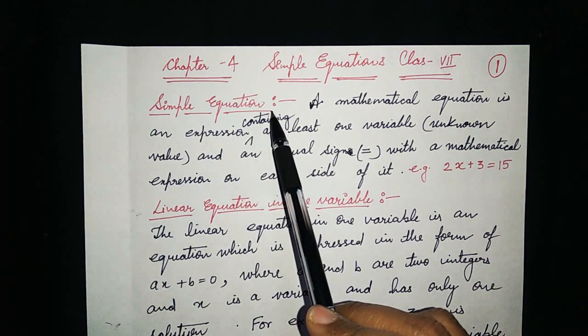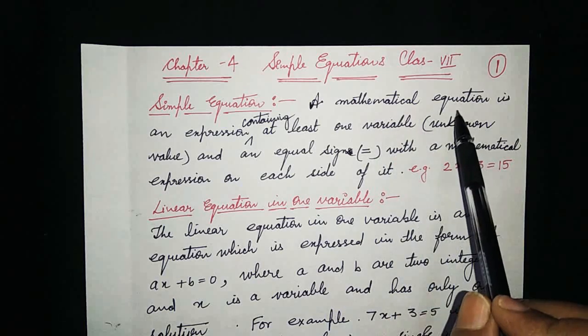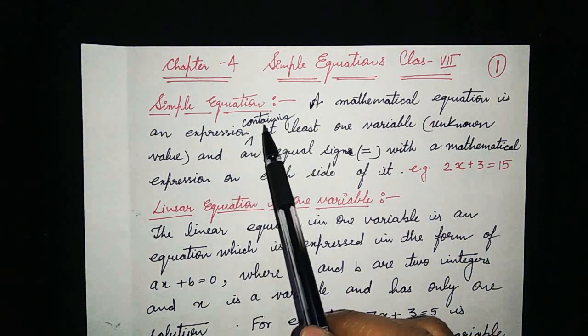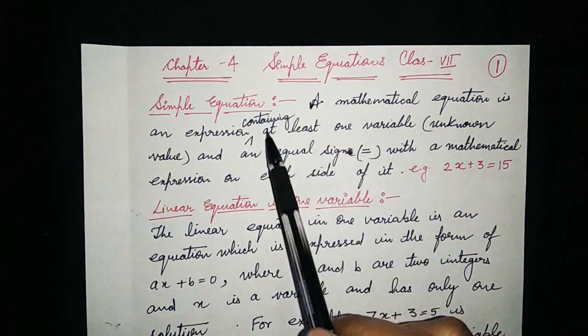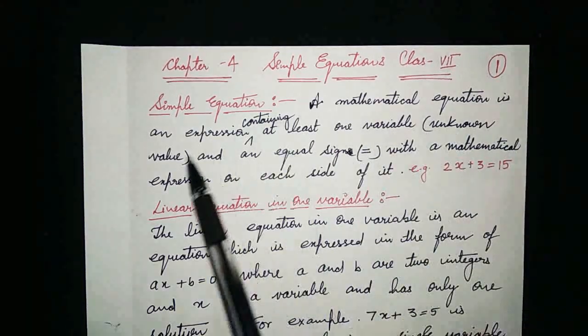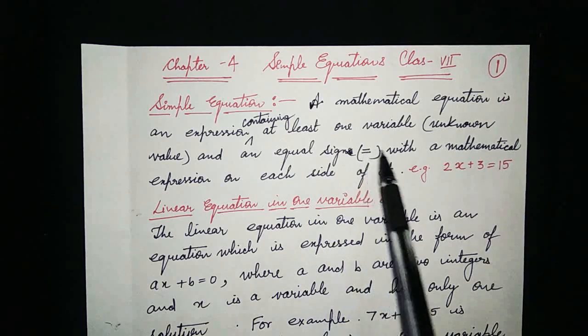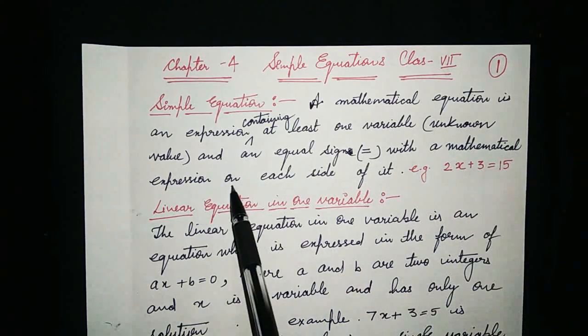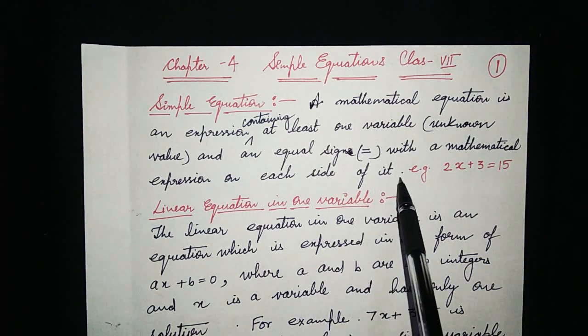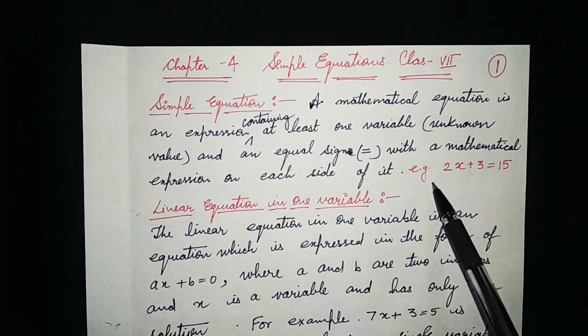What is a simple equation? A mathematical equation is an expression containing at least one variable, a known value. The variable has a known value, and an equal sign with a mathematical expression on each side of it. Here you can see an example.